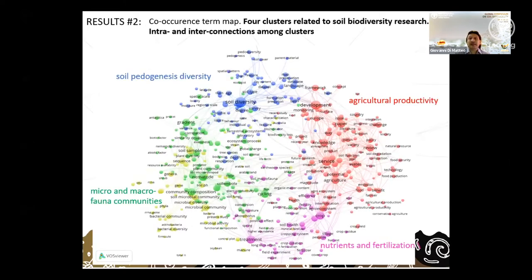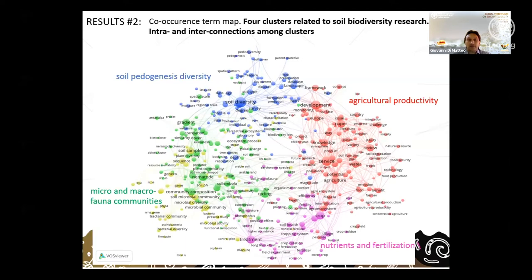So this is the first map elaborated by the analysis, and this map can be considered the overall structure of the research topic in the soil biodiversity subject, in which four dedicated clusters are identified. Each cluster was characterized by a different color. And moreover, I found several interconnections among clusters and within a cluster.